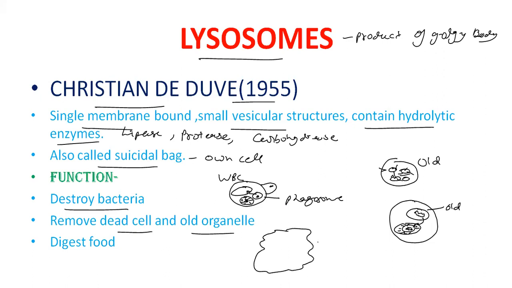It also digests food, like in protista, amoeba. Here is the food. Pseudopodia form a vacuole, and here the food vacuole is formed. Here is the lysosome which takes it inside, and the food enters inside the lysosome, and lysosome secretes enzymes and digests it. So that's how lysosome functions.